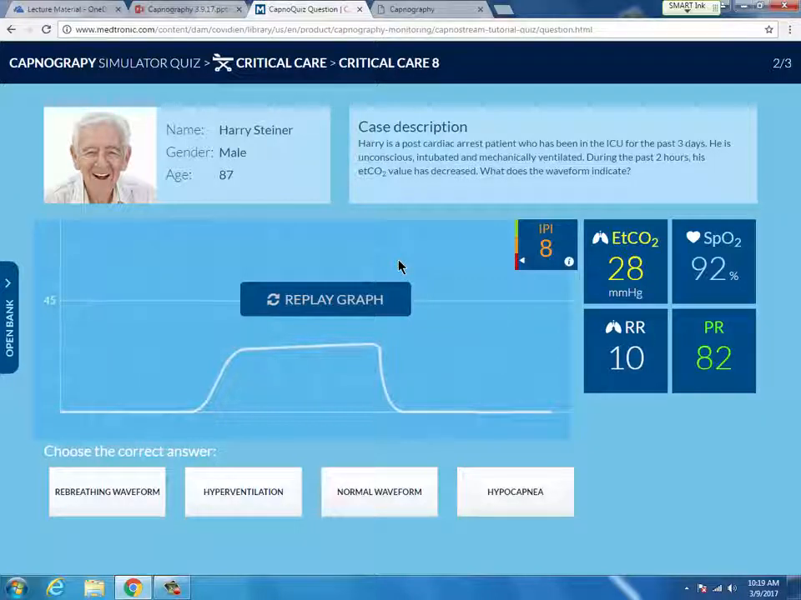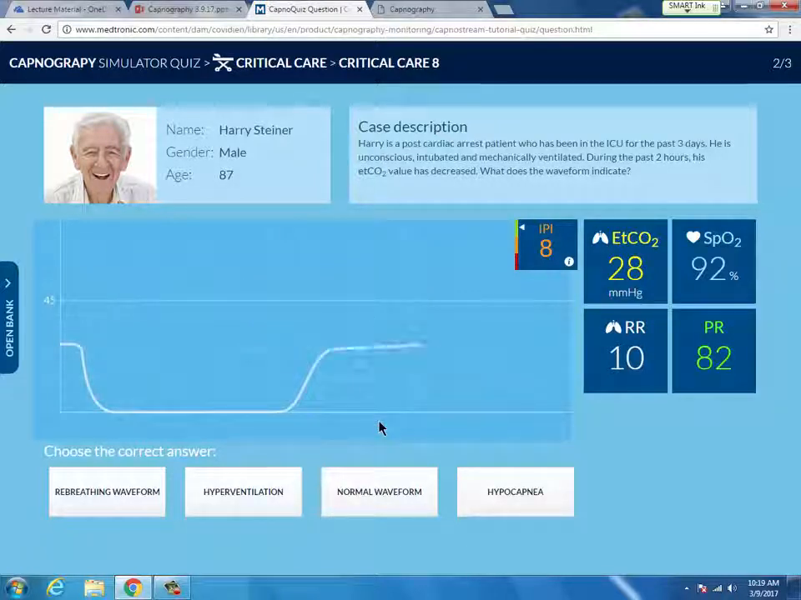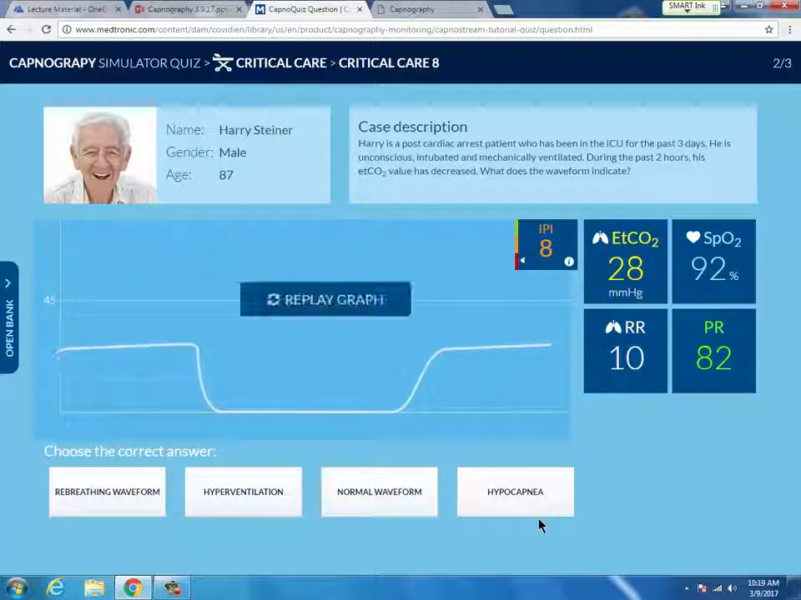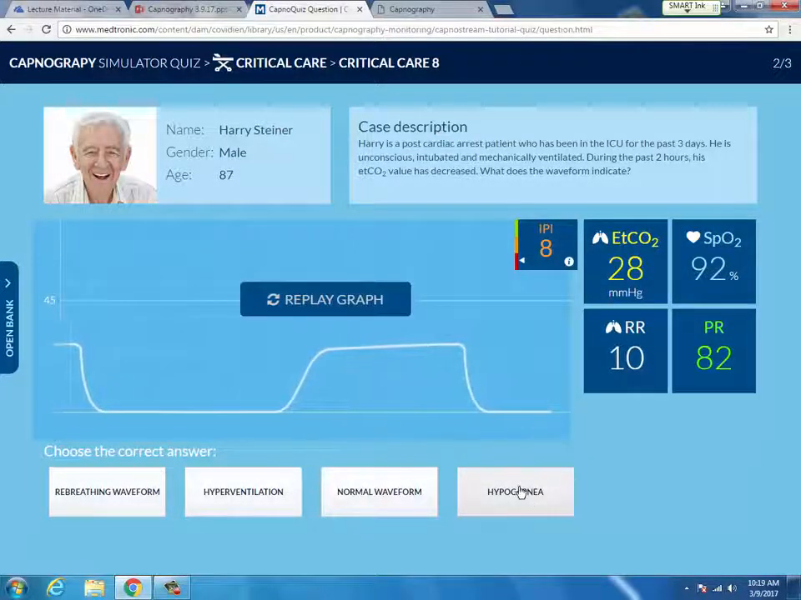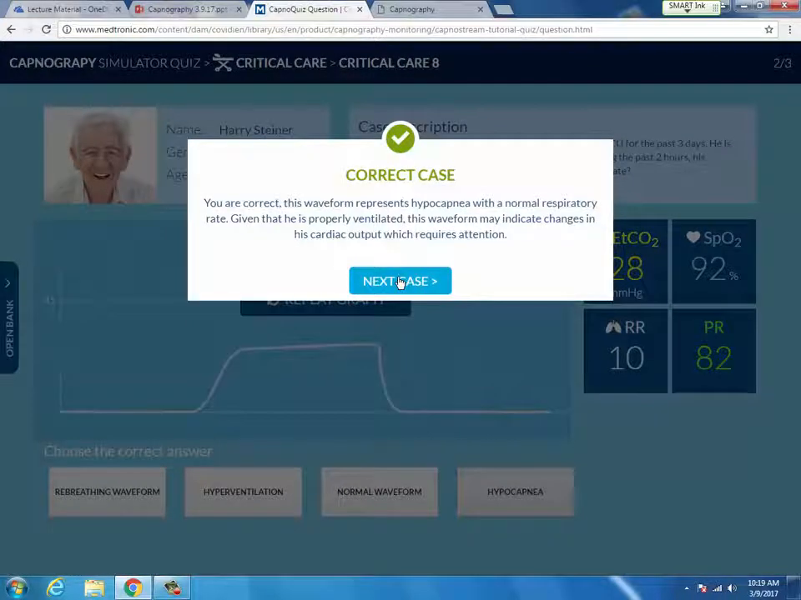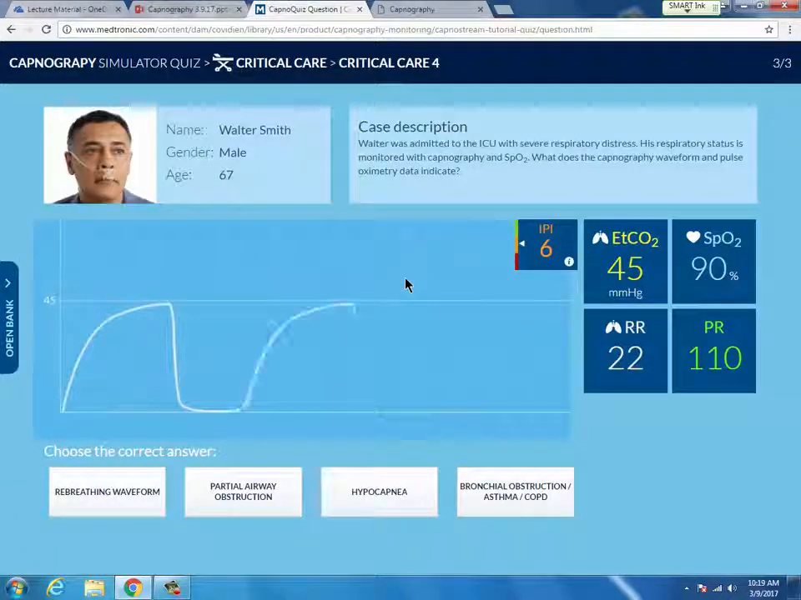All right? So old Harry is post-cardiac arrest, has been in ICU for 3 days. He is unconscious, intubated, and mechanically ventilated. During the past 2 hours, his ETCO2 has decreased. What does this indicate? So his ETCO2 is 28, SpO2 is 92, 10, and 82. So rebreathing, hyperventilation, normal waveform, or hypocapnia? Who says hypocapnia? Most everybody? Yeah, you're right. Good job, guys. Y'all just saved Harry.